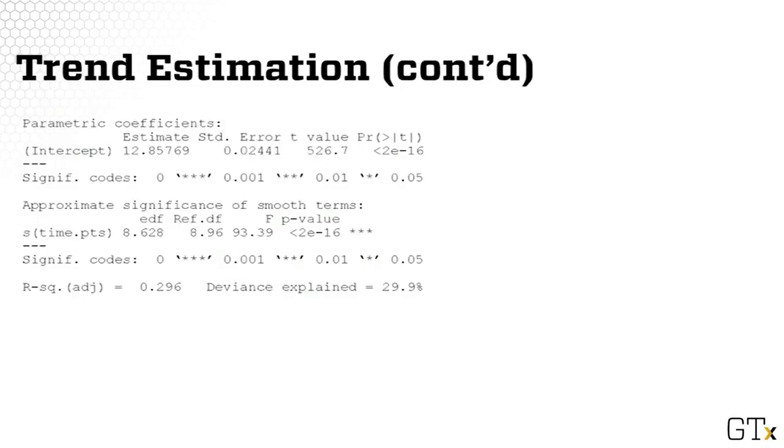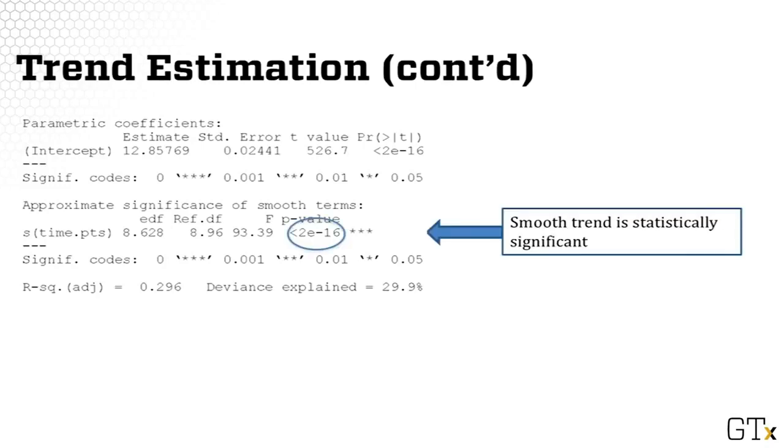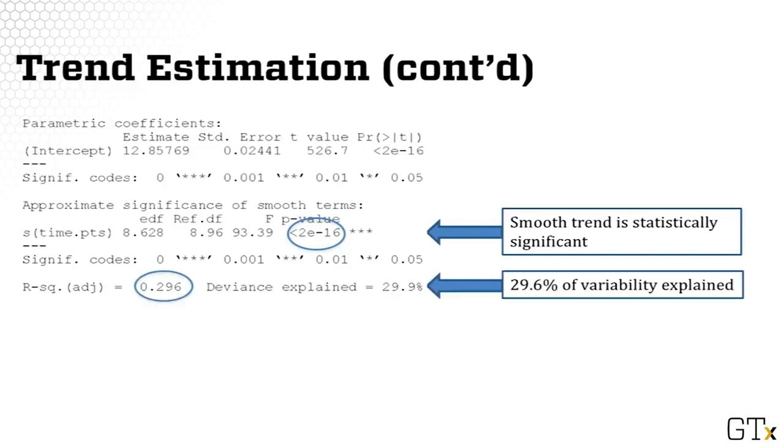This is the output of the summary of the fit using splines regression. First, the p-value for the statistical significance of the smooth term of the trend is statistically significant, indicating a statistically non-constant trend. Second, the adjusted R-square is 0.296, implying that about 30% of the variability in the ED volume is explained by the trend alone.